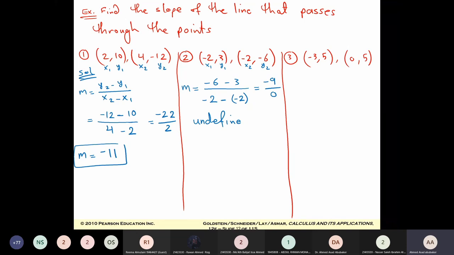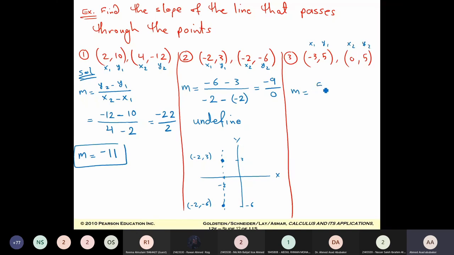If we draw the line, we can find this line is vertical. Look at this. If we have the xy plane, this is x and this is y, and the point at x negative 2, we have 3, for example. This is the first point, (-2, 3). And we have at -6 another point, (-2, -6). Look at this line. This is a vertical line, undefined.